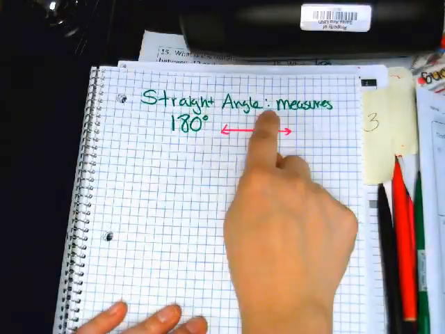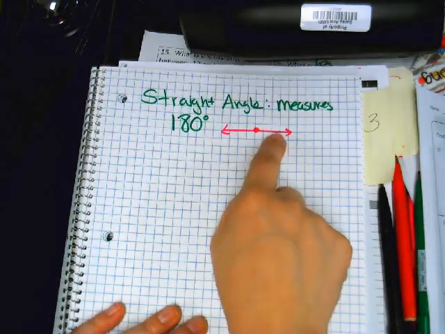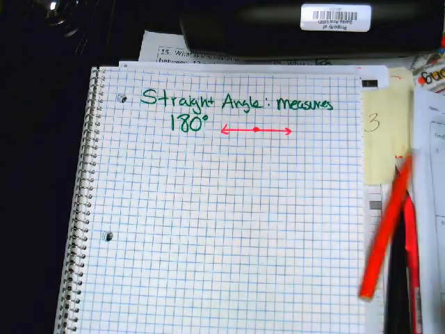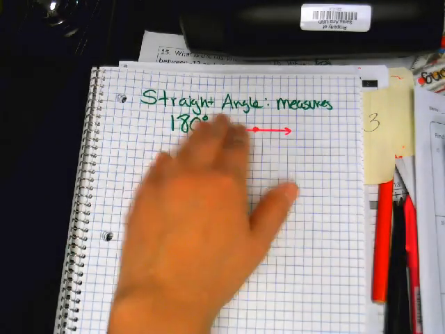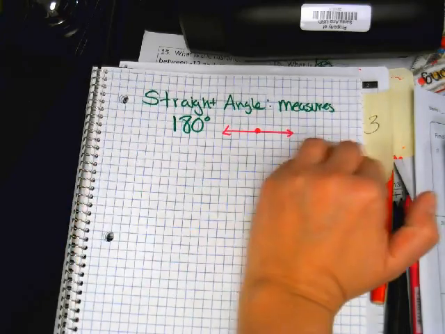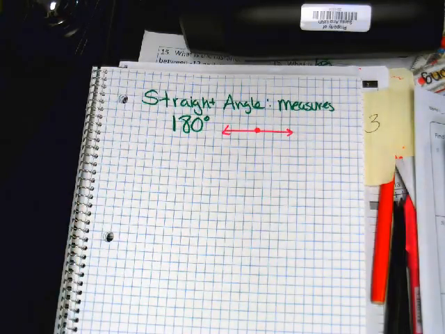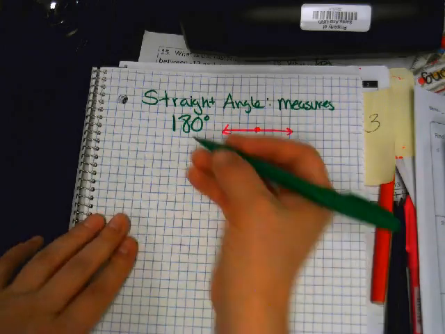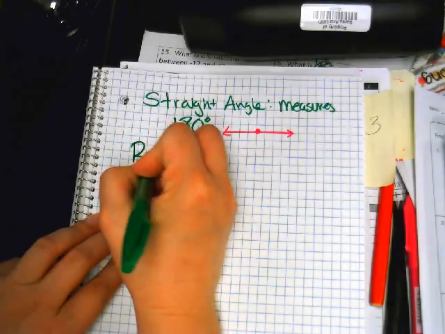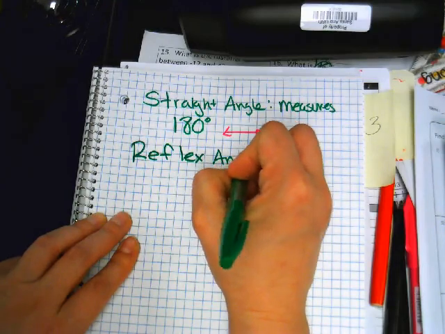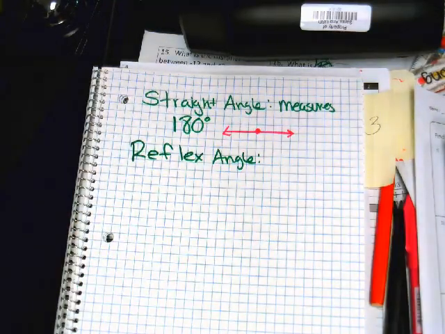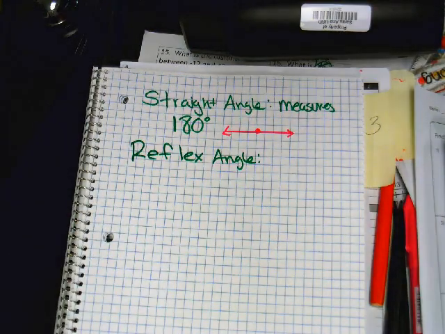Straight angle is 180. It's 100% straight. Now I'm going to add one more vocabulary word that you're going to write down in your notes. The last one is called reflex angle. So we already have a name for an angle less than 90.